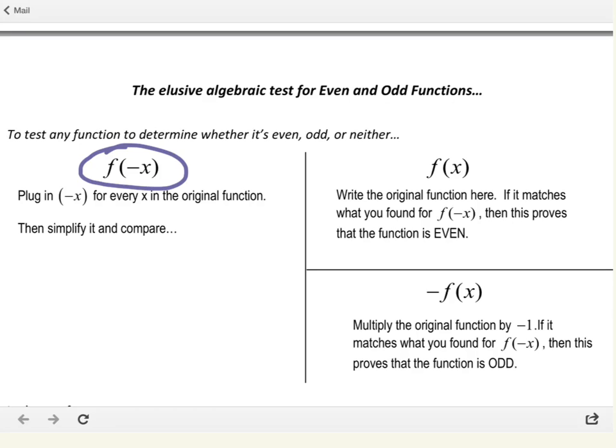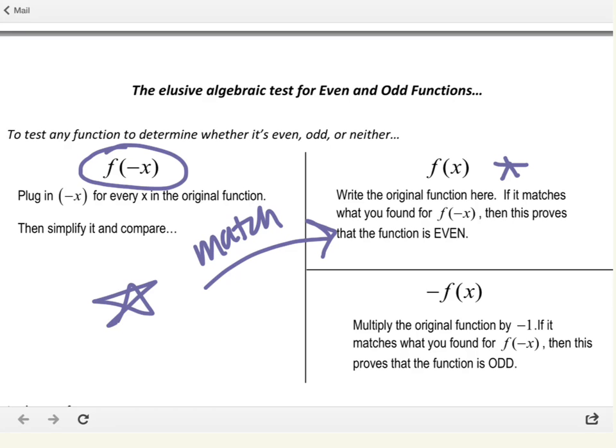You're going to simplify it. So usually that involves raising it to some power and then seeing what happens to the signs of that variable. And then we're going to do two things. Over here in this top right box, you're just going to write the original function. If what you get after you plug in negative x matches the original function, then we call that function even.